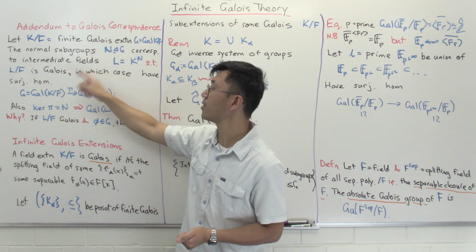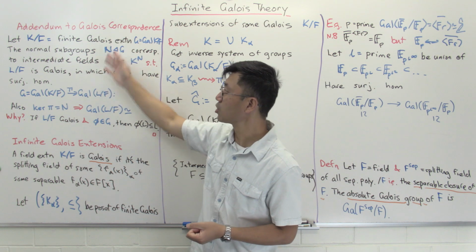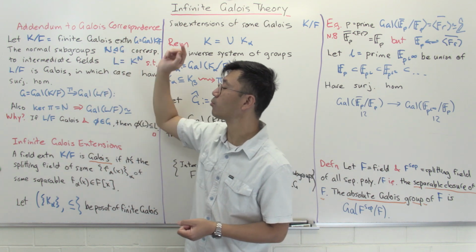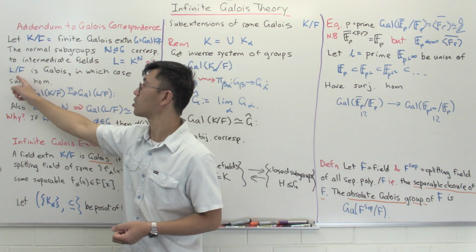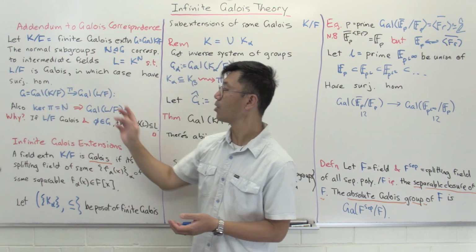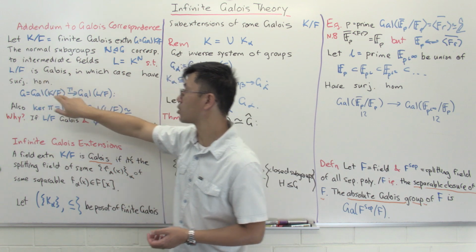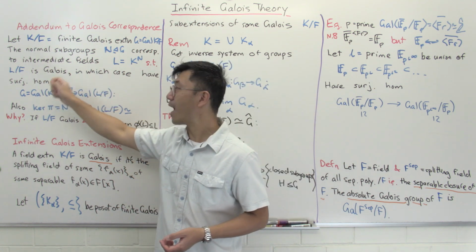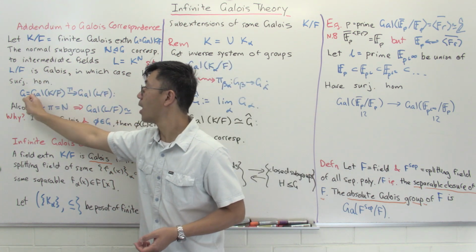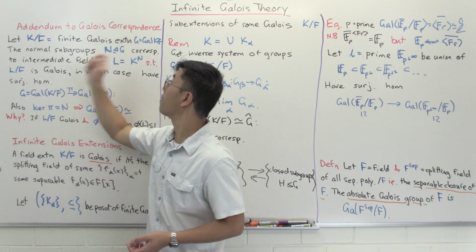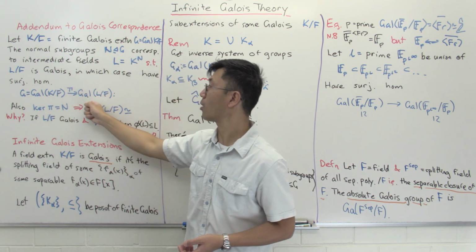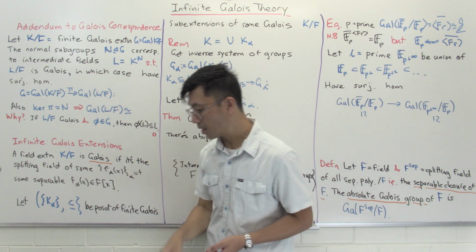Okay, so not only do we have this correspondence restricting, on this level of normal subgroups, to the intermediate fields such that L over F is Galois, you have more information about the Galois group of this L over F as well. So in fact, there's a surjective homomorphism from the Galois group of K over F, the big Galois group, to this Galois group of L over F. Okay, so how does that work?